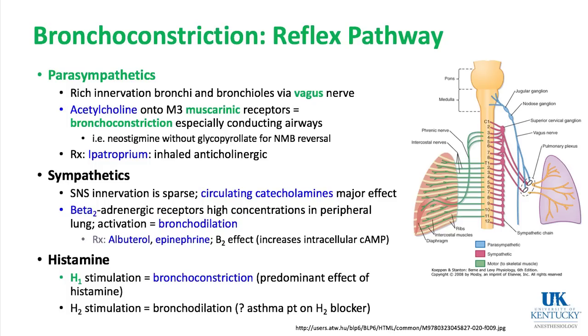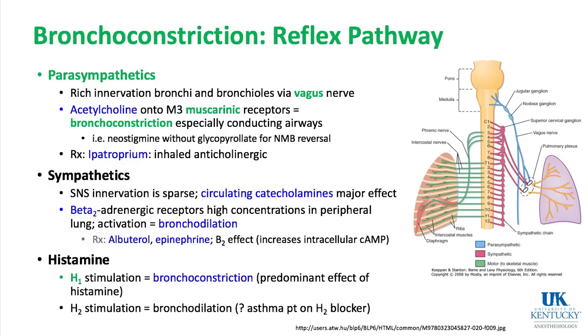The next keyword is bronchoconstriction and reflex pathways. Let's review the innervation of the lung first. The graphic at the far right shows the innervation from the vagus as well as the sympathetics. And the important point to realize is that the parasympathetics richly innervate the bronchus and the bronchioles via that vagus nerve and release acetylcholine onto muscarinic receptors, and that results in the bronchoconstriction of conducting airways.